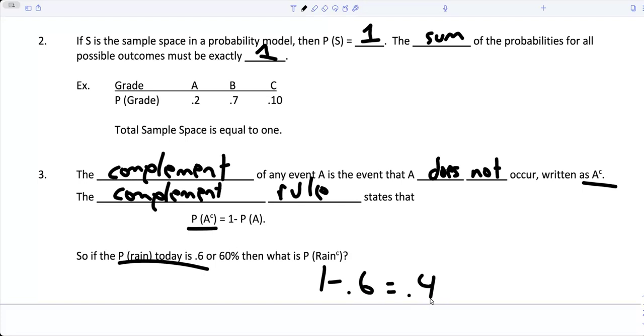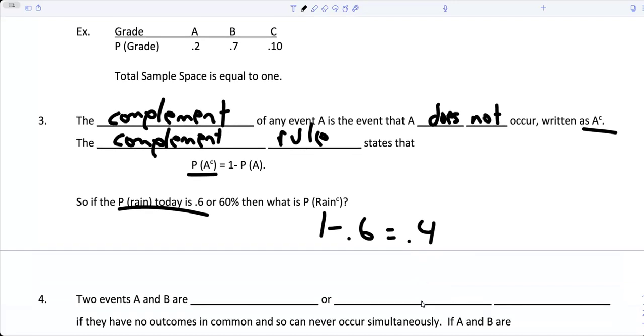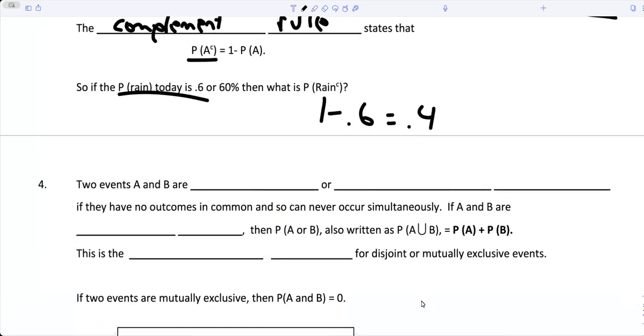Okay, turn the page. And let's define some more terms. 2 events, A and B, we say they are disjoint or mutually exclusive.